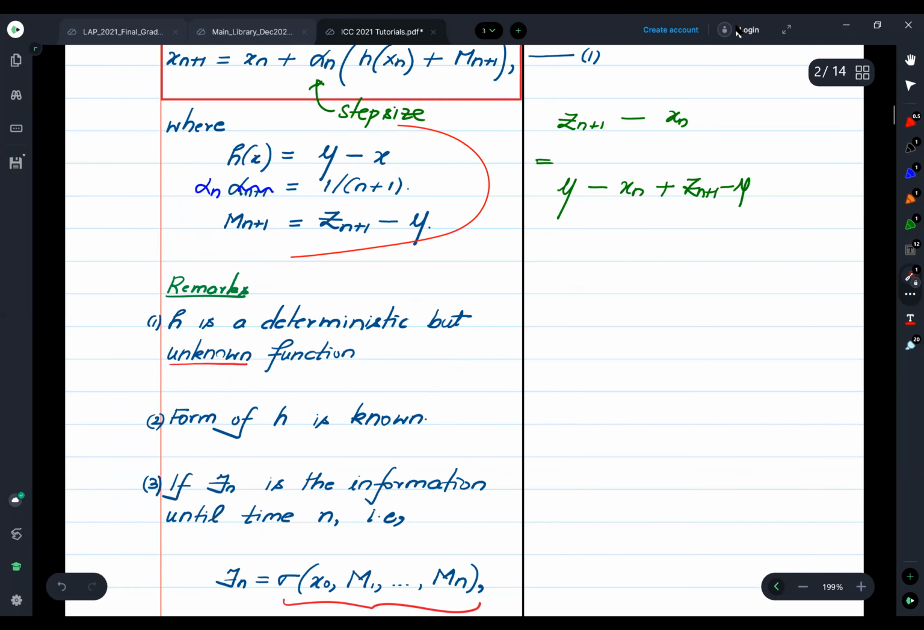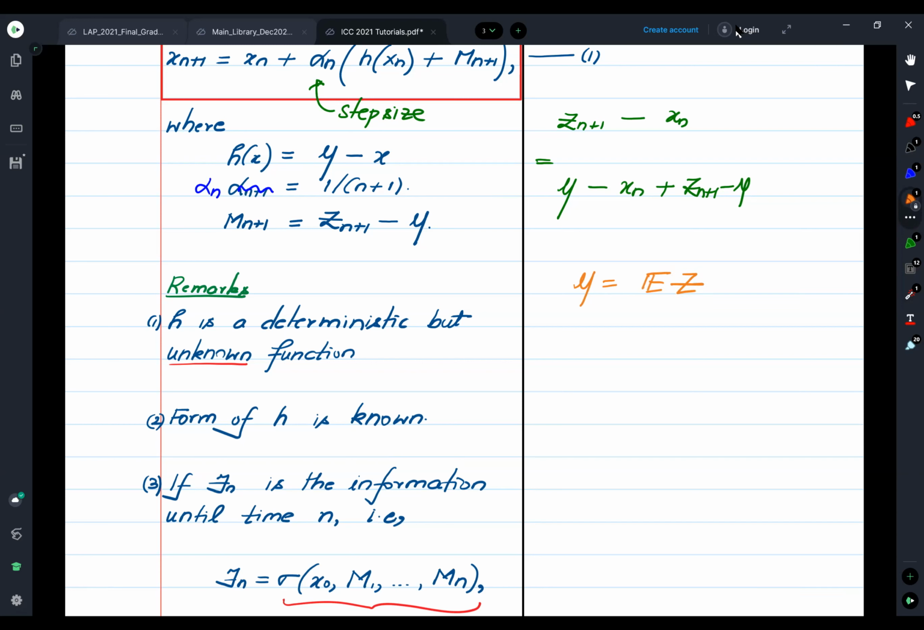The first thing we observe is that h is a deterministic function. h of x is mu minus x. Recall that mu is the expected value of this random variable Z. Because it's the expected value, this is some deterministic number, and consequently h is a deterministic function. Since this mu is unknown, h is an unknown function. While h is an unknown function, the form of h is known.